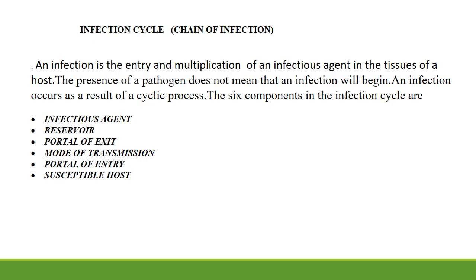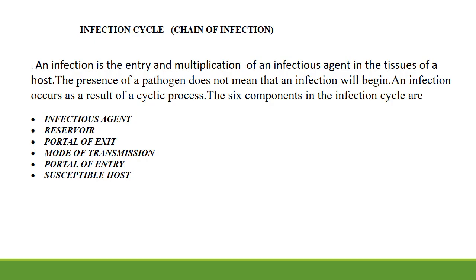The 6 components in the infection cycle are: one, infectious agent; second, reservoir; third, portal of exit; fourth, mode of transmission; fifth, portal of entry; and sixth, susceptible host. An infection occurs when the infectious agent enters the body and multiplies. Just entry of an organism into a susceptible host doesn't mean that an infection has started. A cyclic process is needed.